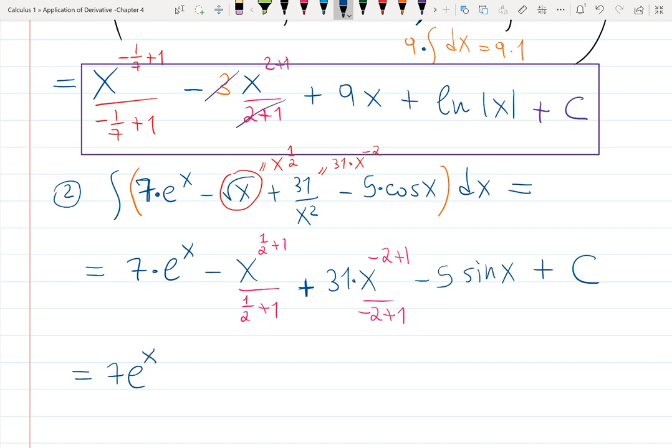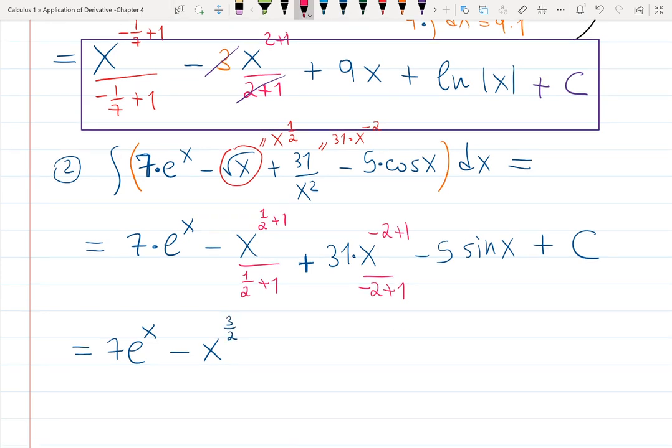7e to the x plus minus x raised to the 1/2 plus 1 is 3/2. Dividing by 3/2 gives me multiplication by 2/3, right? And it's always going to be like this. If you have a fraction, it will be flipped in front of the function. Then it will be minus 31. Why? Because it's going to be x.